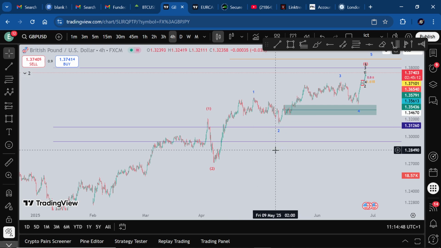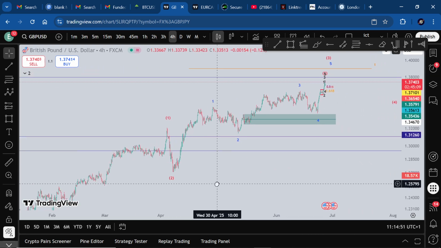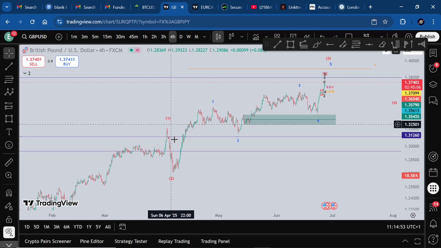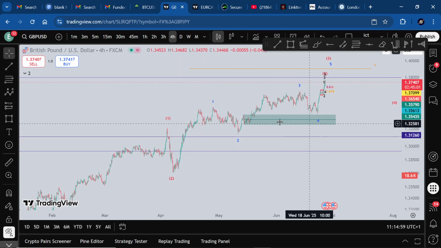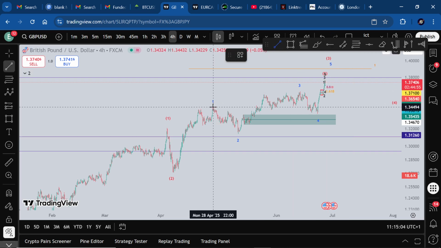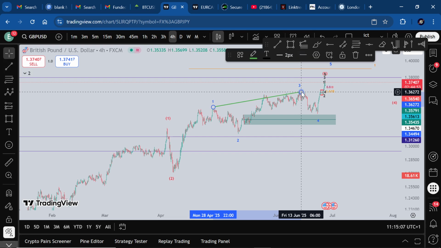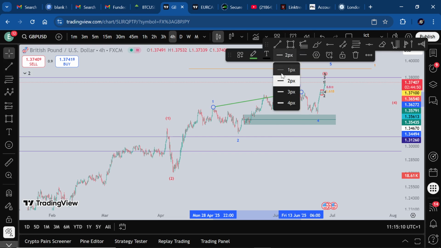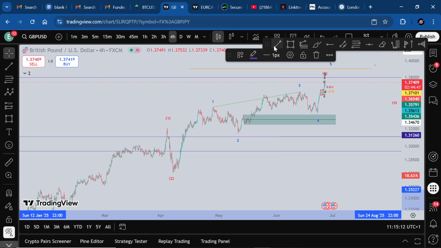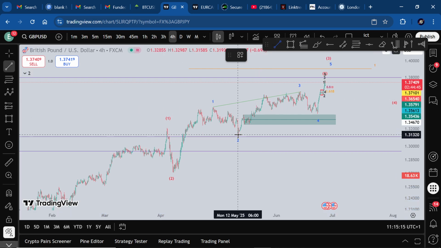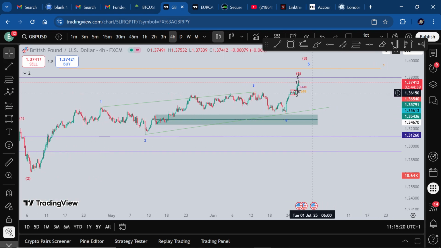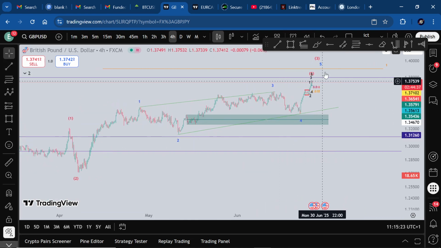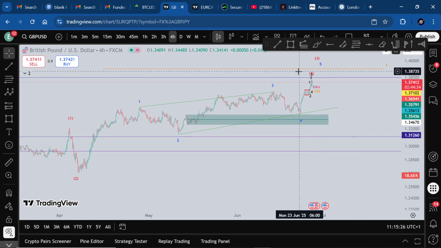And then we've got 1-2-3-4, which overlaps. So it could be A, B, and then we could be doing a C to the upside and a 1-2-3-4-5 leading diagonal, expanding diagonal, ending diagonal over here. Okay, with that, we'd be making 1-2-3-4-5, could be making a case for price to go lower.